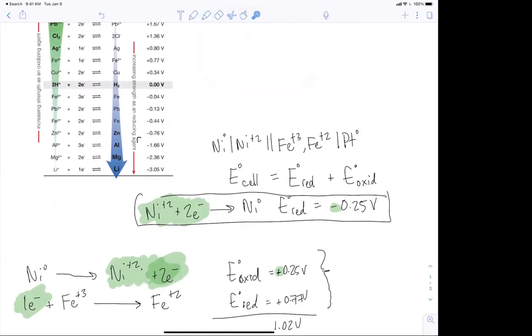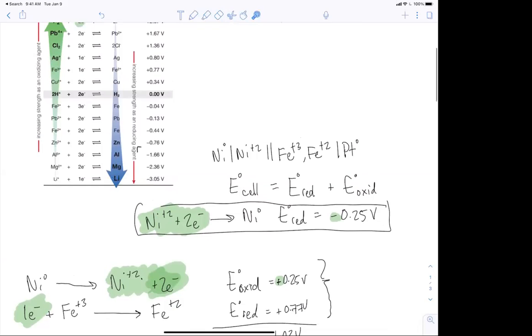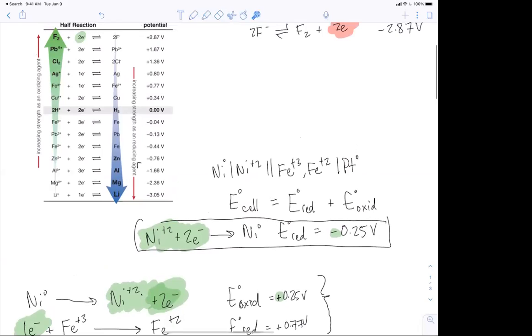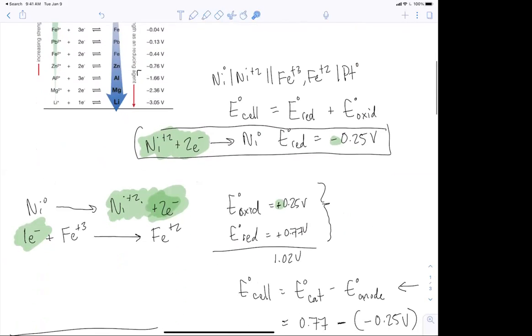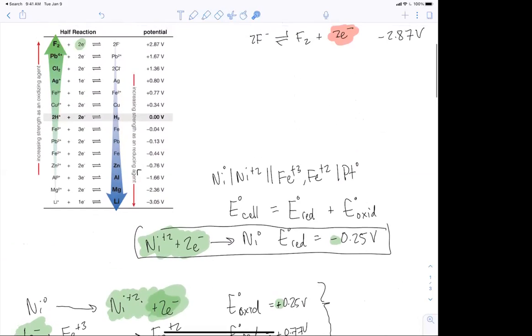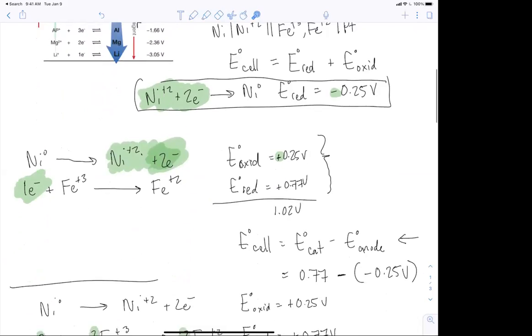We should have time on Friday or Monday or whatever to cover the non-standard ones. That's when things are not under standard state. We haven't really talked a lot about that, but don't worry about it too much right now. But in order to do that, you just go and look it up in the table and you make sure that you're consistent, either adding the reduction and oxidation potentials or subtracting the anode from the cathode, where you're using both reduction potentials. Yeah, I think that pretty much covers that.